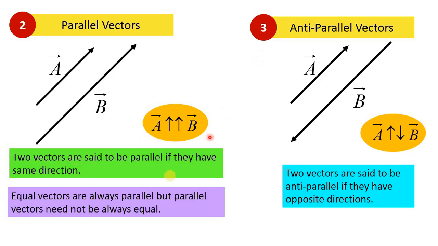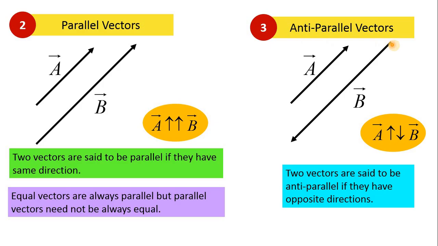Now, one more important point to note here: equal vectors are always parallel. On the previous slide we saw two vectors that were equal and also in the same direction, so they are parallel too. But parallel vectors need not always be equal. As you can see in this diagram, these two vectors are definitely parallel, but their lengths, their magnitudes, are not equal, so they are not equal vectors. However, if two vectors were equal, then definitely they would be parallel.